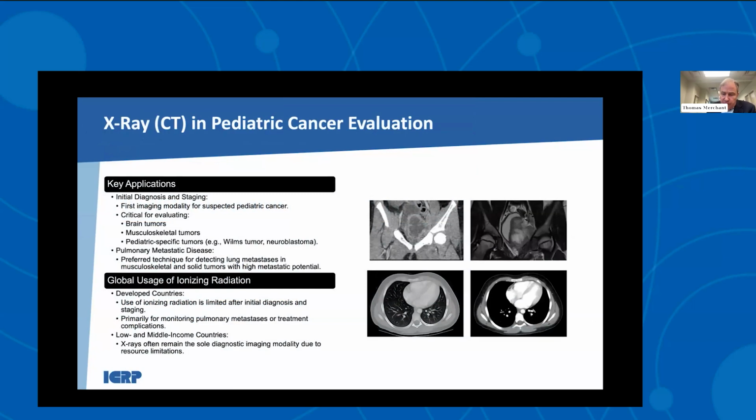X-rays are often the first imaging modality used to evaluate pediatric patients when cancer is suspected. They play a critical role in assessing children with brain tumors, musculoskeletal tumors, and tumors that are almost exclusively diagnosed in pediatric patients. X-ray CT is the preferred imaging method for evaluating the presence or absence of pulmonary metastatic disease in patients that have tumors with a high propensity for metastatic spread.